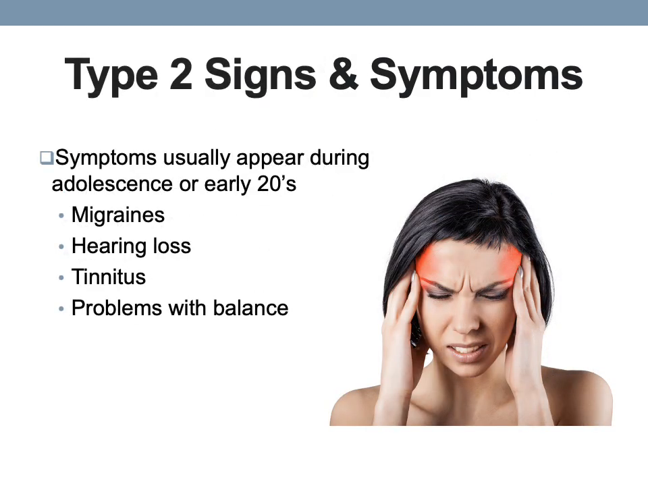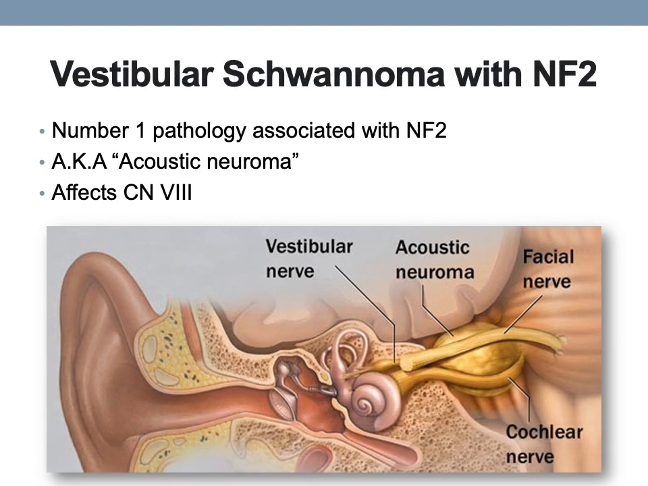Signs and symptoms of neurofibromatosis typically appear during adolescence or in the early 20s. The symptoms are migraines, and I might say a sudden onset of migraines, hearing loss, tinnitus, and problems with balance. A vestibular schwannoma associated with NF2 is the number one pathology associated with this condition. It's also called an acoustic neuroma, and it only affects cranial nerve 8.